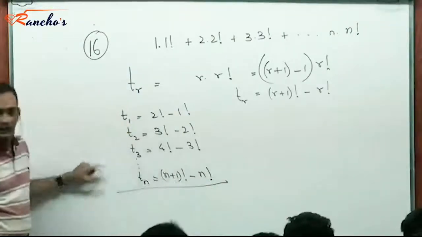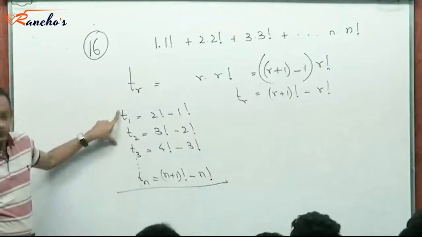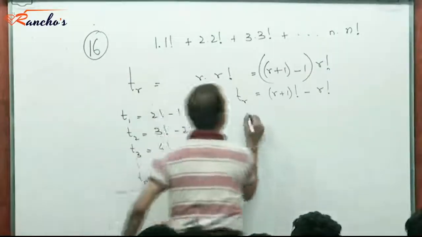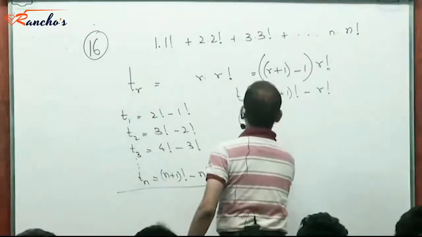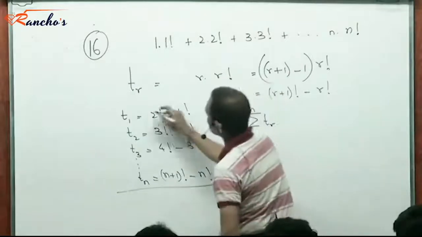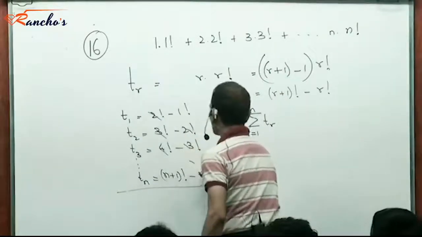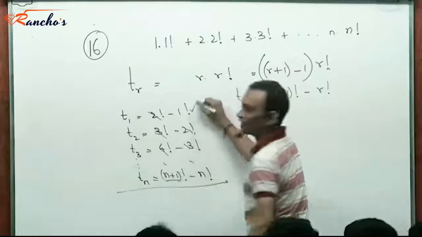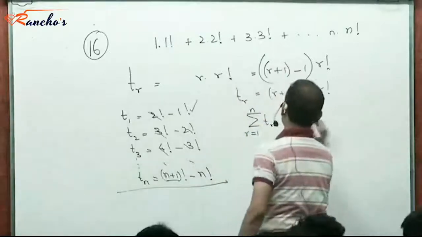Right? And then, confused? I add. So summation Tr, r equal to 1 to n. See, terms get cancelled like this. You'll have n plus 1 factorial minus 1, a telescopic summation.